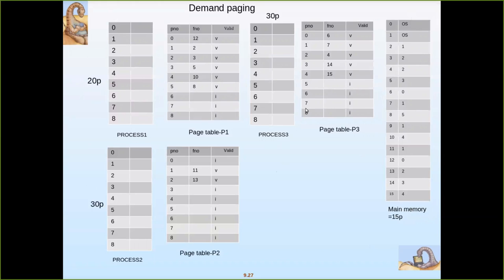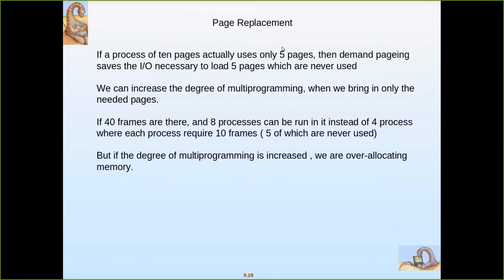So when the page is not there, a page fault occurs. That is what we call demand, and that particular page will be taken and put in the main memory, and the respective tables are updated. So if a process of 10 pages, whatever I have said, that is what has been written here.